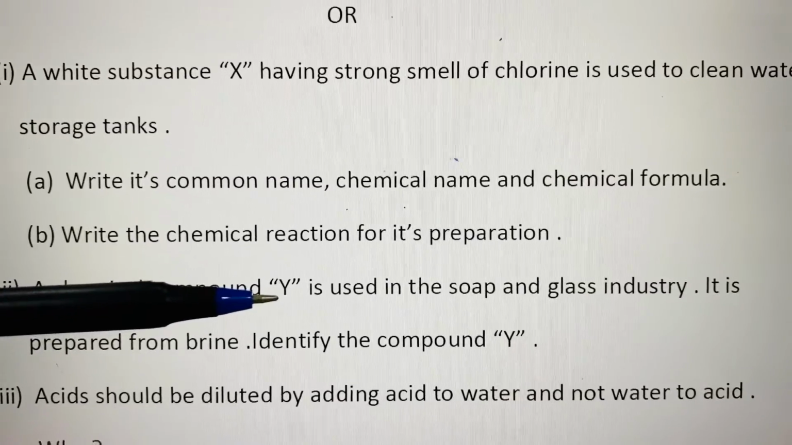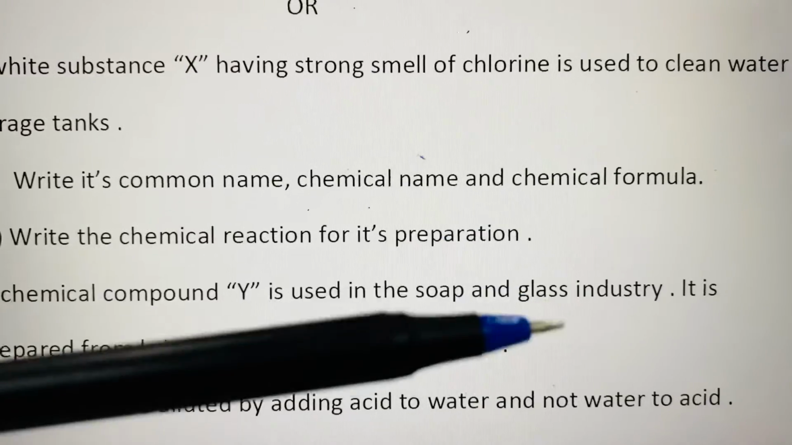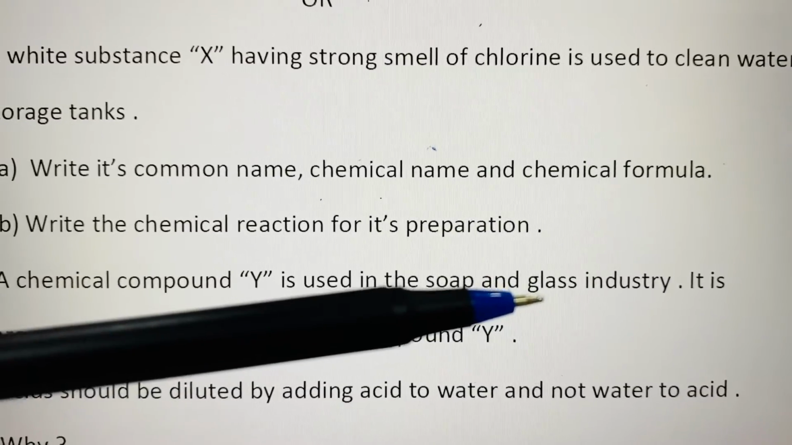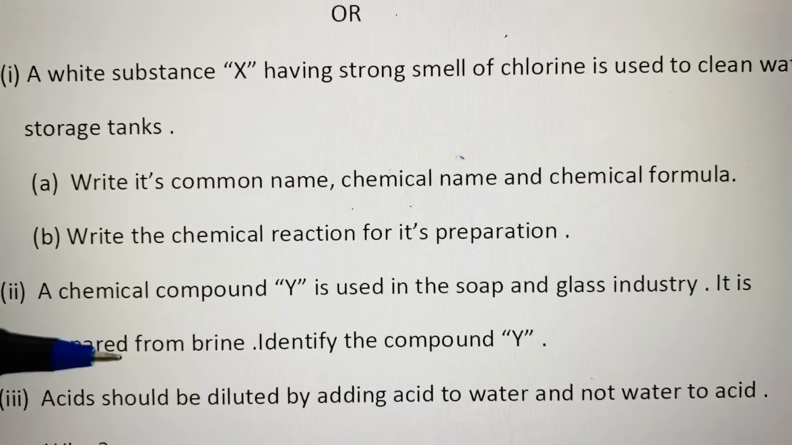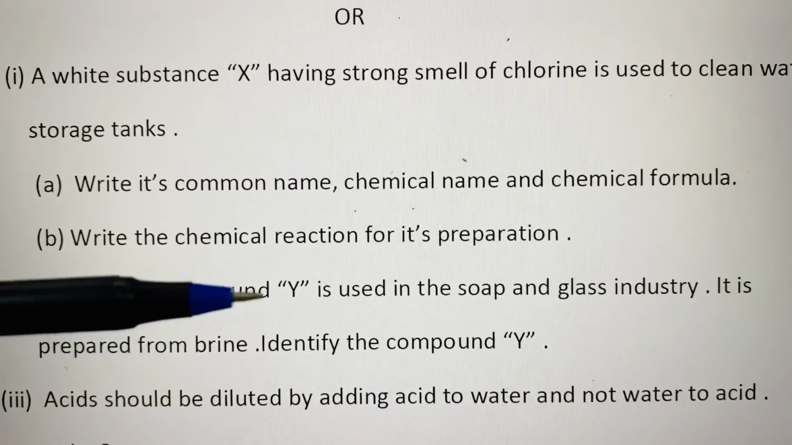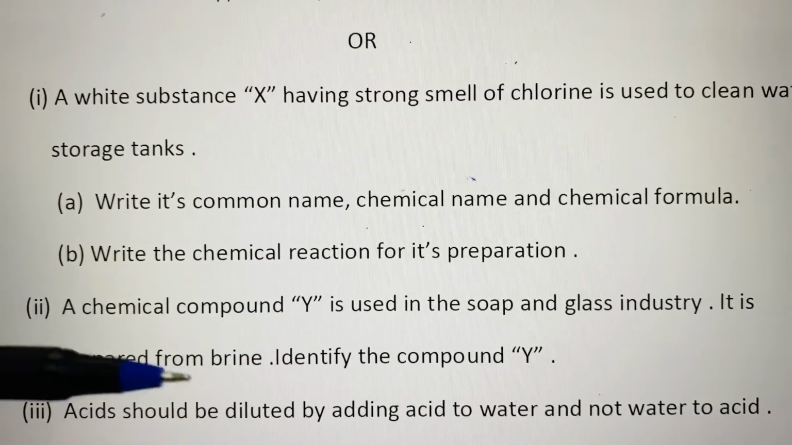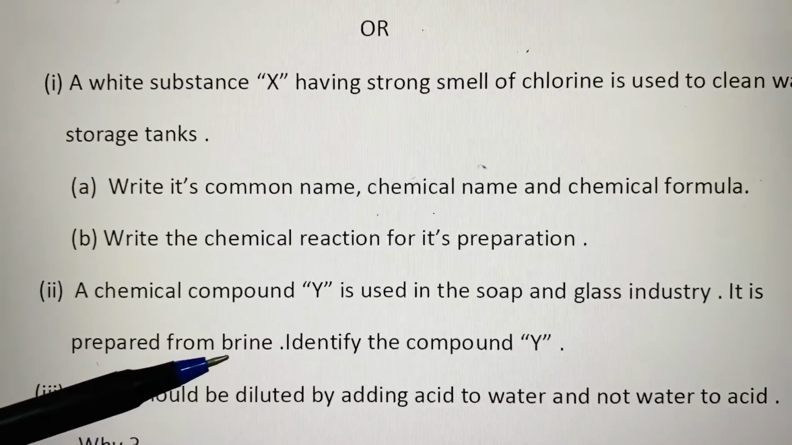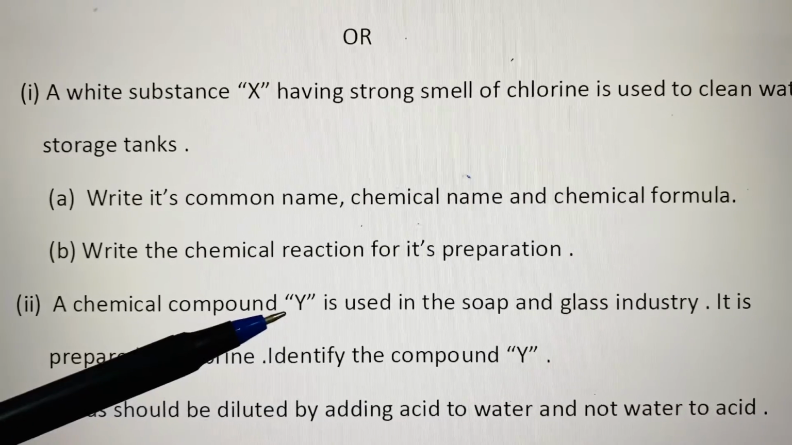So there are two substances which are used in the soap industry, but there is only one substance which is used in the glass industry. So we have to identify why. And it is also prepared from brine. So you may think that it can be sodium hydroxide. In the chloralkali process it is prepared from brine. No, it is a wrong answer. Right? What is the correct answer?